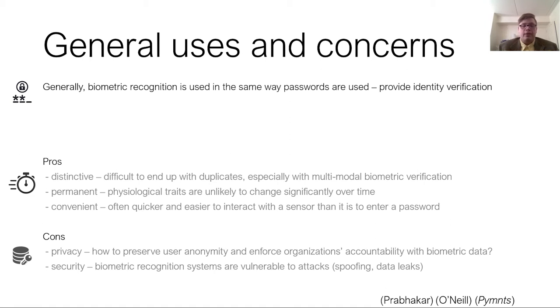They're distinctive in that most of the physiological biometrics are generally unique to a person. It's difficult to come by a legitimate duplicate of a biometric. Distinctiveness comes into play even more when you consider the possibility of multimodal biometric recognition, where multiple biometric traits are used to verify an identity. To some extent, biometric traits are permanent, or at least slowly changing, so you don't have to worry about the possibility of a trait changing so much that you're denied access to a system.